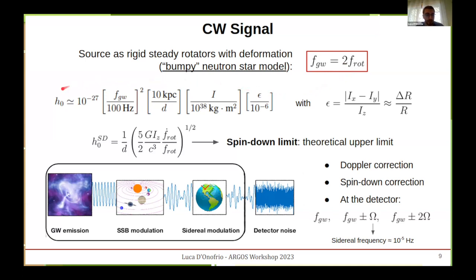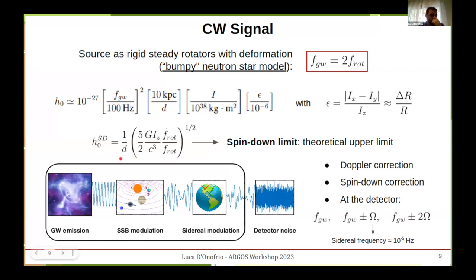This is an expected value of the amplitude in terms of the strain for fixed values of the frequency, the distance, the moment of inertia, and also the ellipticity. The ellipticity is the degree of deformation of the neutron star. It can be approximated by this ratio, in which you have the deformation of the radius divided by the radius itself. Generally a neutron star has a radius of the order of 10 kilometers. So if you have an ellipticity of 10 to the minus 6, it means that the deformation that we are looking for is of the order of a centimeter and even below.